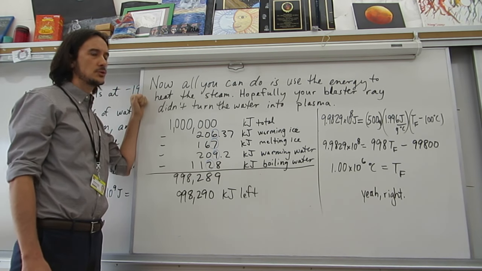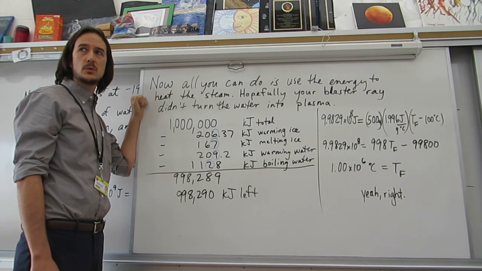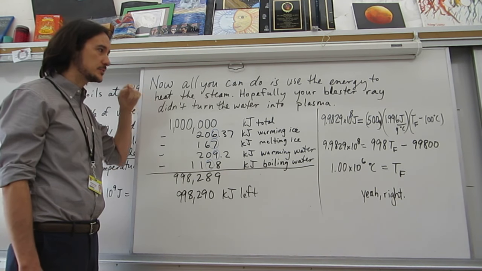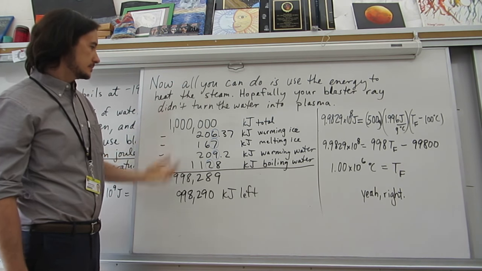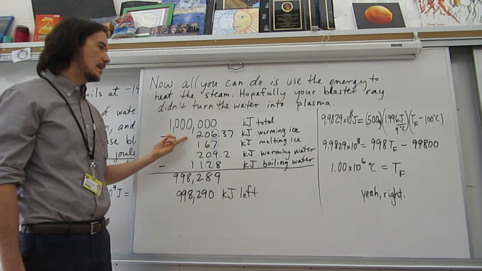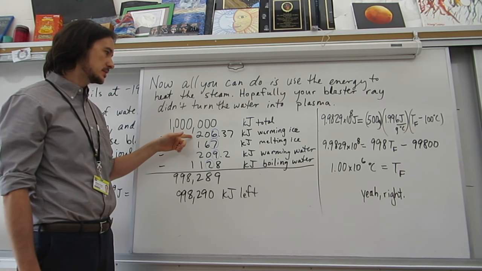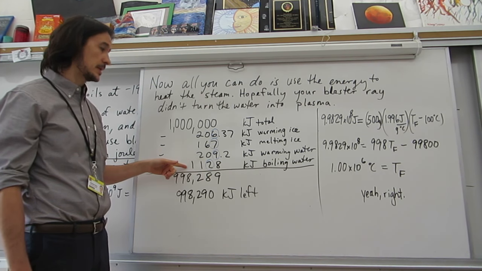So all we know how to do with the information in this chapter is to heat up the steam now. We have a specific heat for steam. So we figure out how much energy is left. We got 1 million kilojoules minus the energy to warm the ice, minus the energy to melt the ice, minus the energy to warm the water, minus the energy to boil the water.